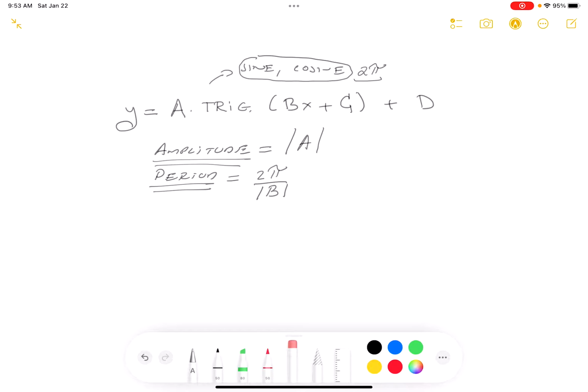All right? Now, let's talk about a vertical shift. All right, so vertical shift. Let's write this down. Vertical shift. Now, it's going to be D, so the vertical shift is D. And I want to point out, if D is positive, it's upward. If D is negative, it's downward.